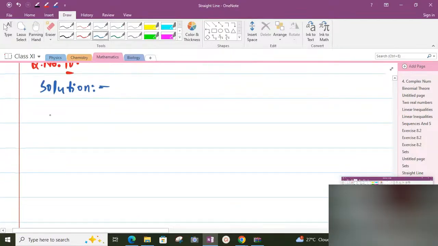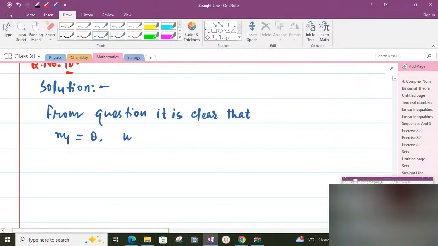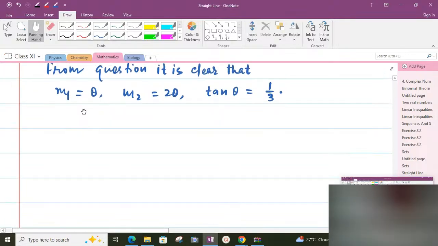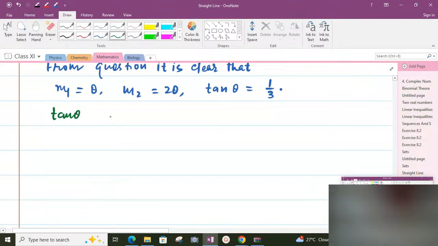From the question it is clear that m1 equals theta, m2 equals 2 theta, and tan theta equals 1 by 3. So the angle between two lines, we know that tan theta equals the absolute value of (m1 minus m2) by (1 plus m1 into m2).